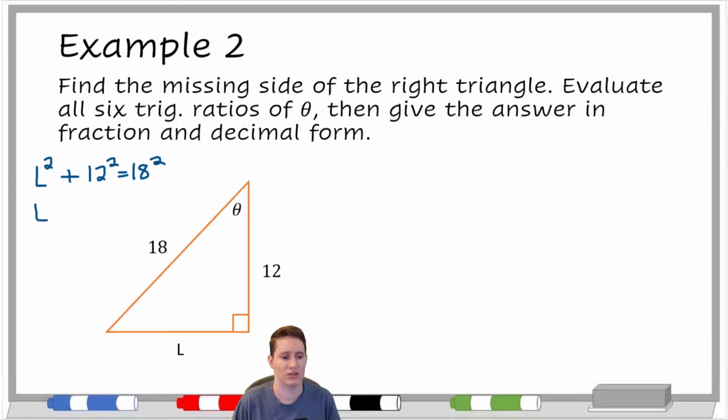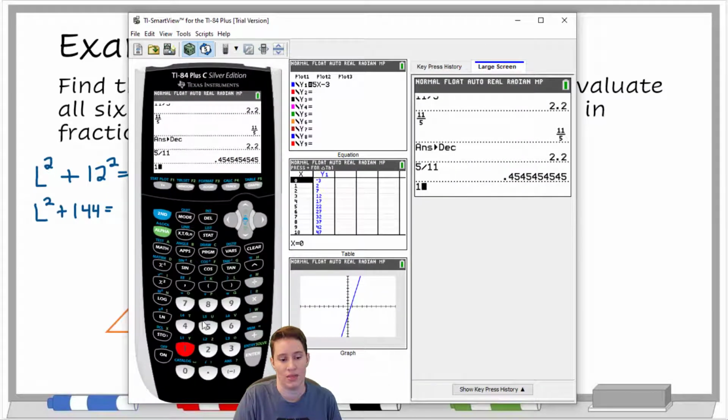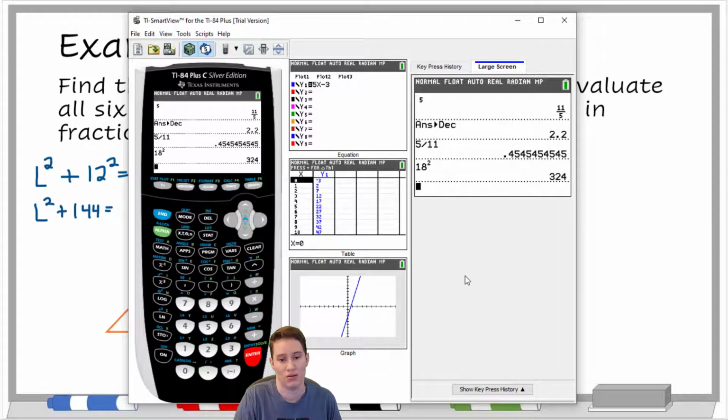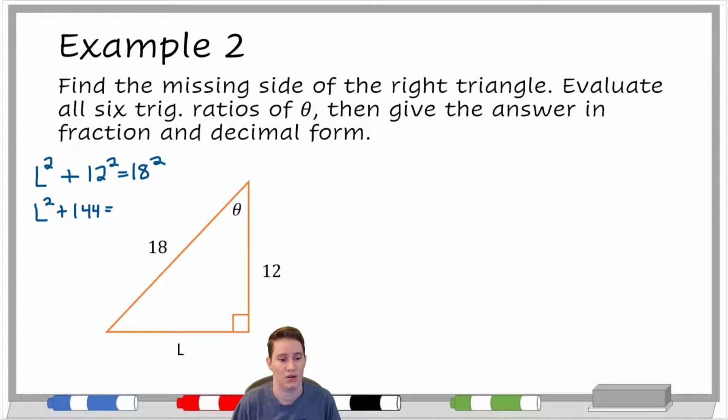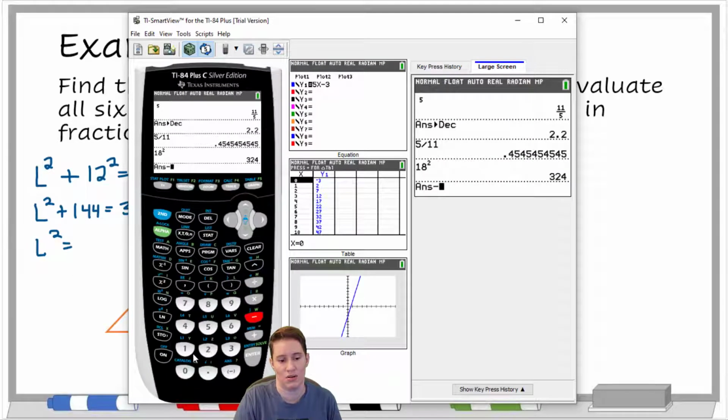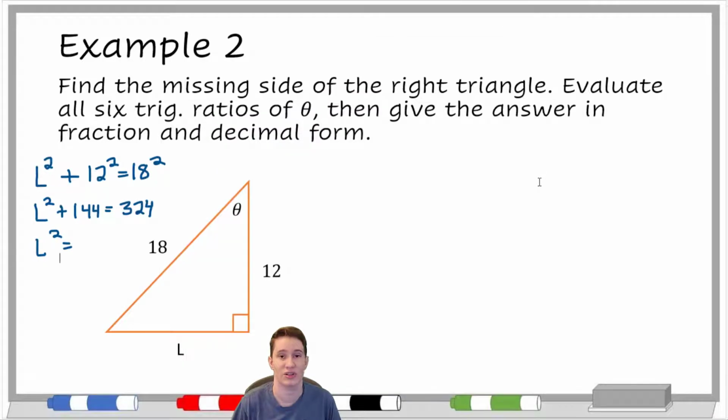Well, I know what 12 squared is, and I might know what 18 squared is, but I think I'm going to go ahead and do it on my calculator to make sure. 324. So we're going to subtract the 144 over, and get 180. Now that seems like something that will simplify when I square root it.